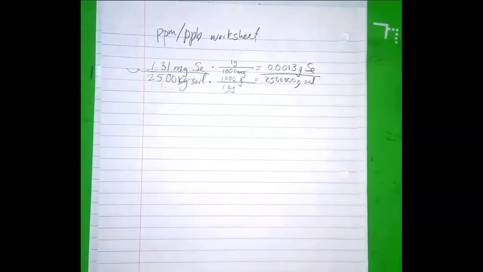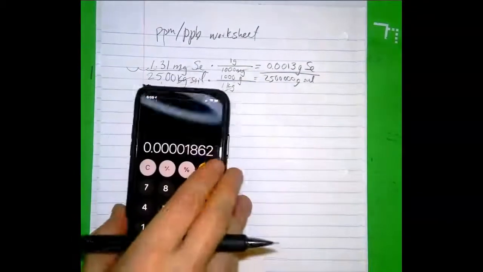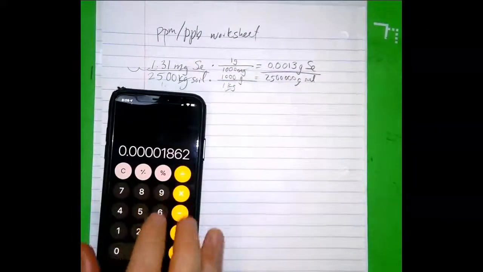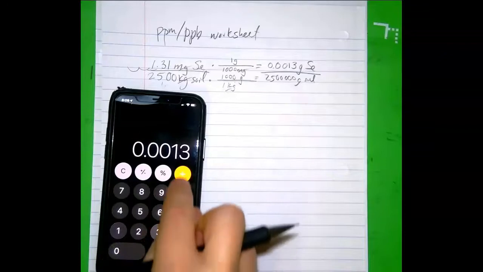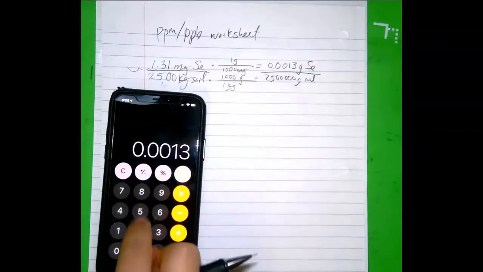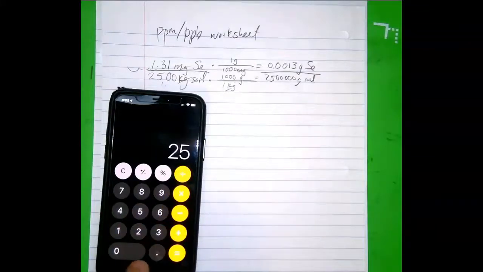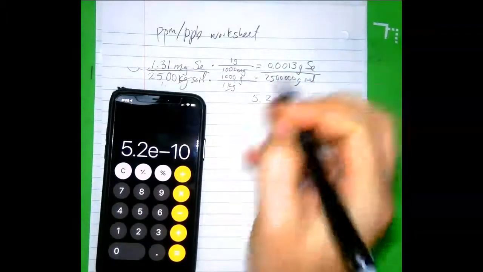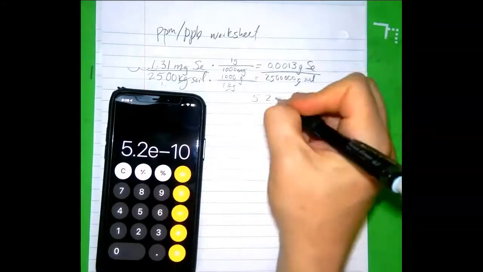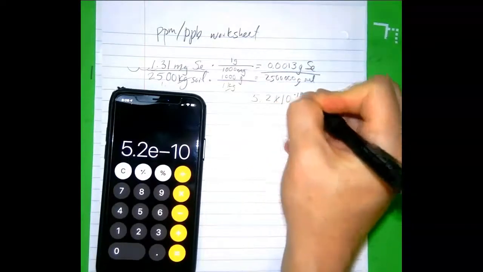I'll use the phone because it's much more clear on our camera here. So 0.0013 divided by 2,500,000. How many zeros is that? 5 zeros. 1, 2, 3, 4, 5, equals 5.2. That's EE right there. So that means times 10 to the negative 10.